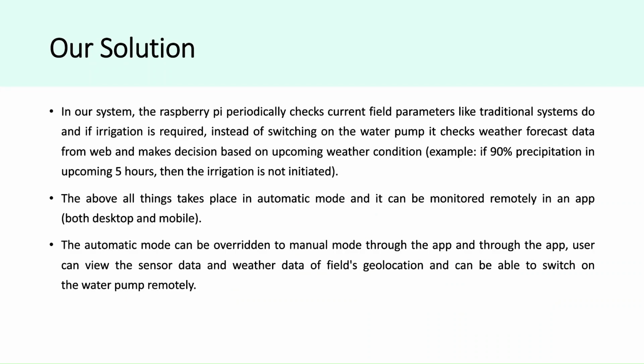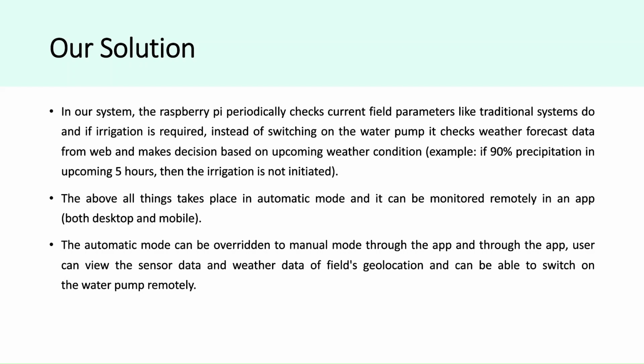We are assuming a paddy field in our solution. In our system, the Raspberry Pi periodically checks the current field parameters, and if irrigation is required, it checks weather forecast data from the web and makes a decision based on the upcoming weather condition whether to switch on the water pump or not. All of this takes place in automatic mode, and it can be monitored remotely in an app.